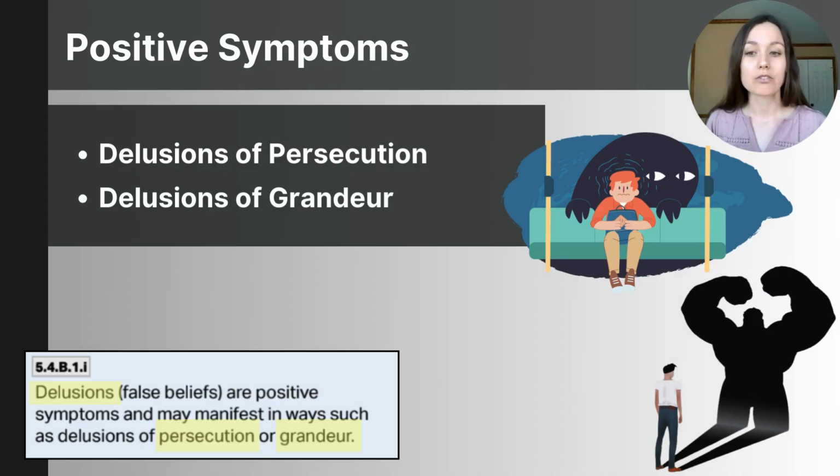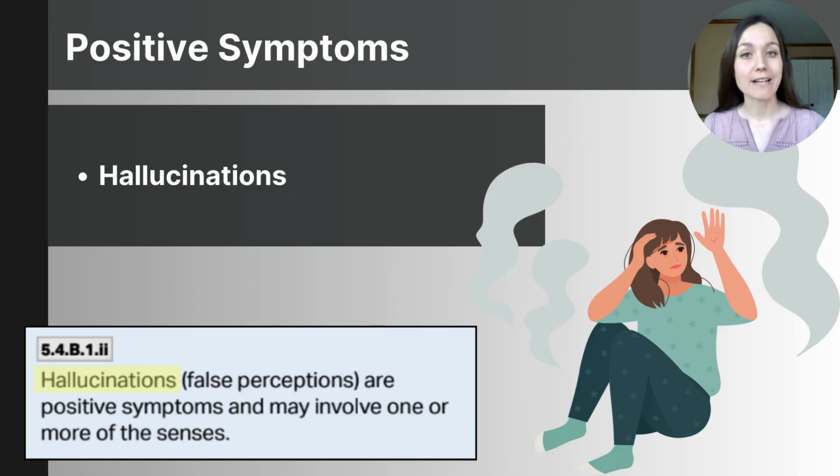Delusions can be highly distressing and may lead individuals to act in ways that seem irrational or delusional to others, but to them, these beliefs are very real. The next positive or added symptom of schizophrenia is hallucinations.